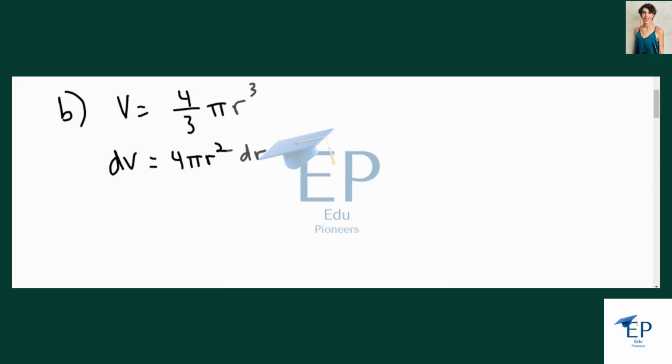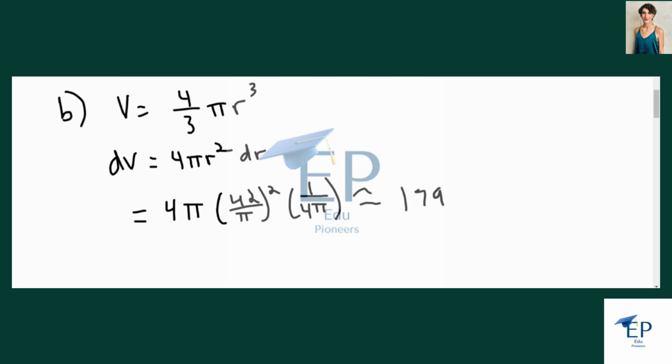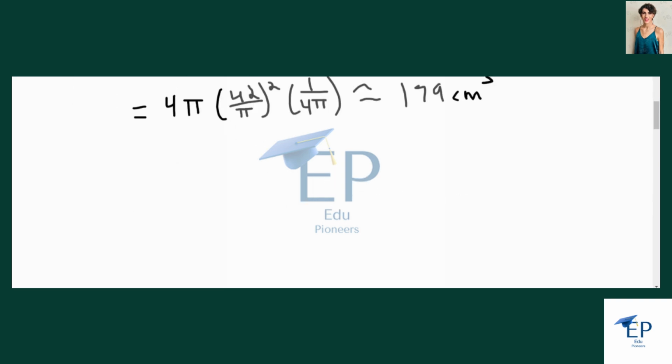Okay, here we know our r was 42 over pi, and our dr was 1 over 4 pi. If we plug all that in, 42 over pi squared times 4 pi, and then we have a 1 over 4 pi. And if we expand all that out, it comes out to be approximately 179, and this is all in centimeters, and volume is cubed, so we have centimeters cubed. This would be our maximum error, by the way, for volume.